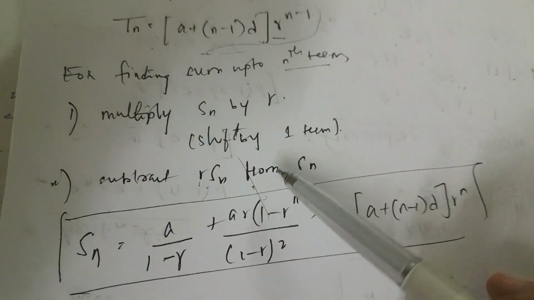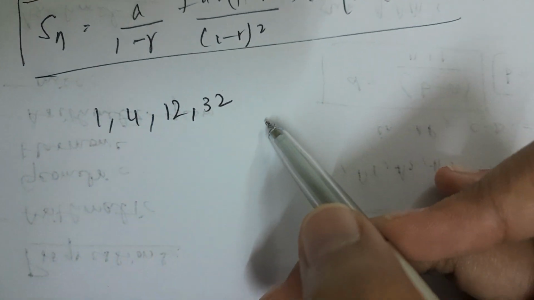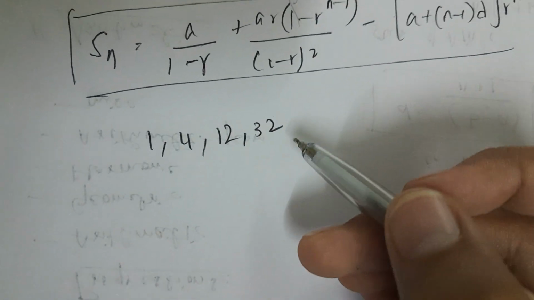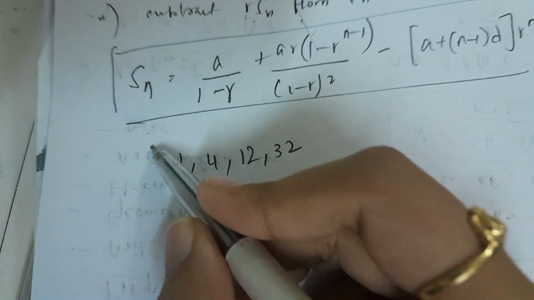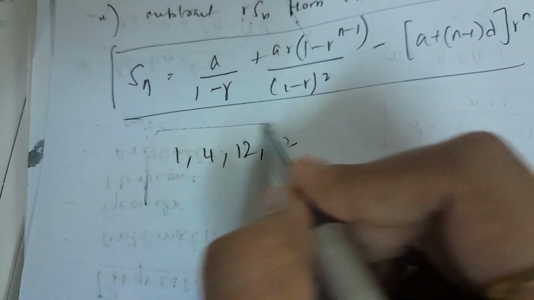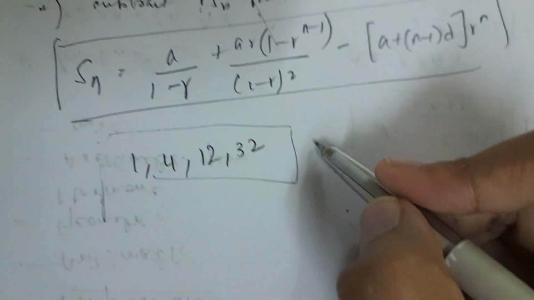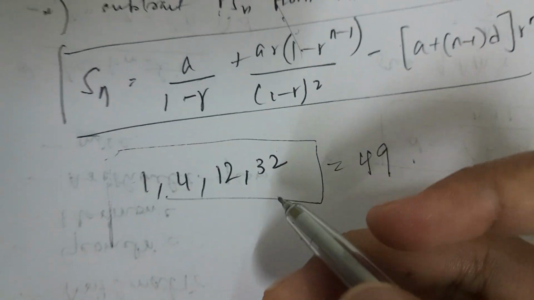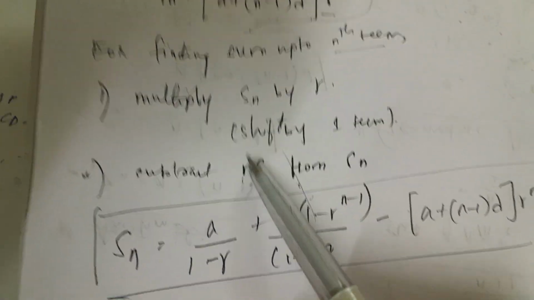So what I like to do is I simply follow these two steps. Let's say this is the given AGP. I only took 4 terms because we want it to be simple. So obviously, let's say they wanted us to find the sum of this AGP. I have calculated the sum to be 49 manually. Now let's try to do this.